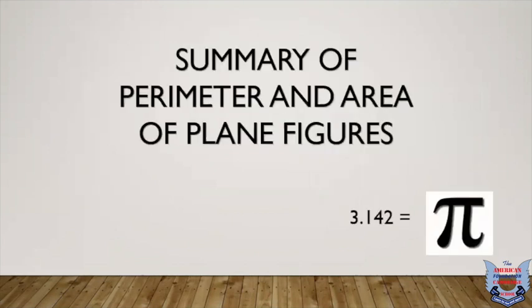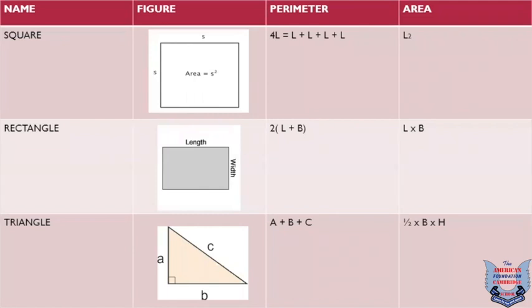Moving on. Okay, here's a summary of perimeter and area of plane figures. That means I'll just tell you what the figures look like and what the formulas are. So I've written the direct value of pi in my formulas. Just to let you guys know that this symbol is what represents pi. Moving on. Okay, the first shape is the square.